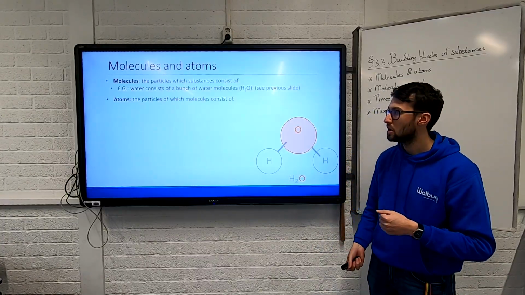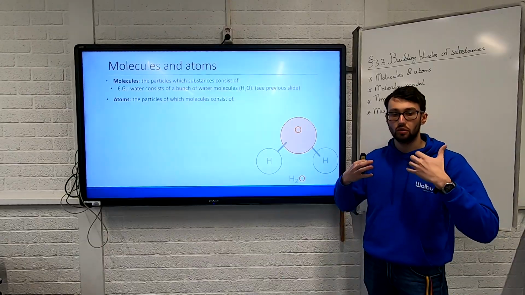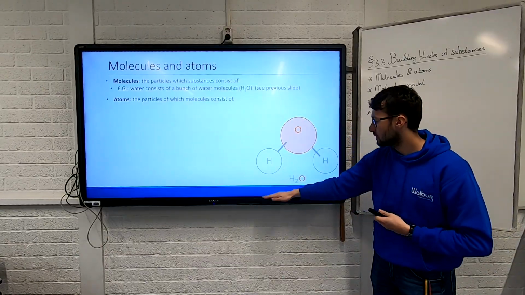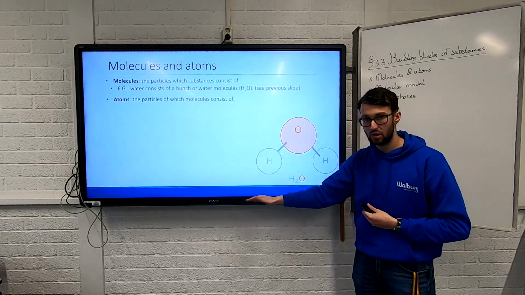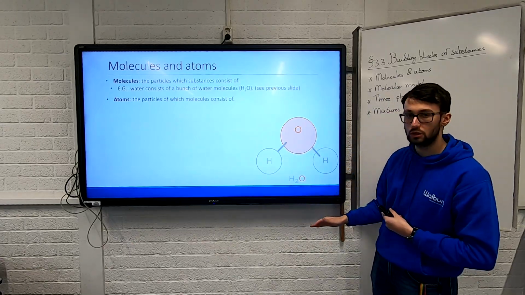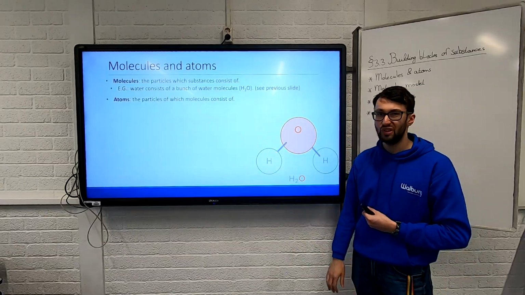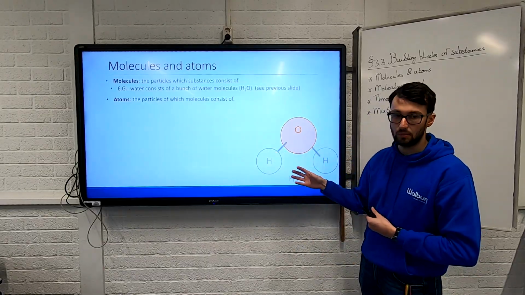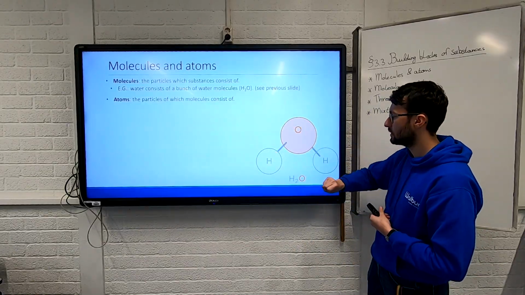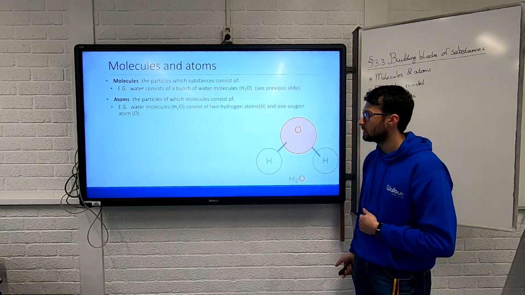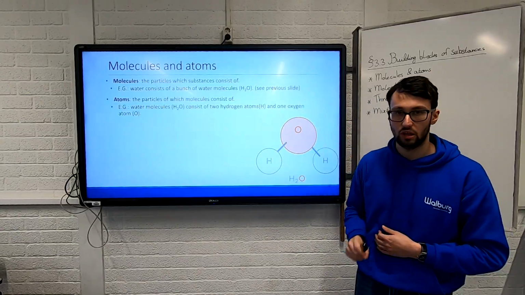Atoms are the particles of which molecules are made. So these three spheres together are a water molecule, H2O, but each sphere individually is an atom. So we have one O atom and we have two separate H atoms. That's here as an example.